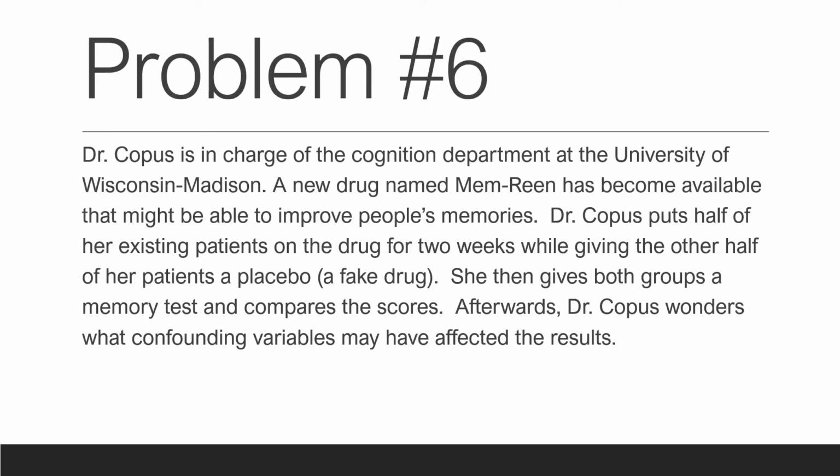Problem number 6. Dr. Kopis is in charge of the cognition department at the University of Wisconsin-Madison. A new drug named membrane has become available that might be able to improve people's memories. Dr. Kopis puts half of her existing patients on the drug for 2 weeks while giving the other half of her patients a placebo, aka a fake drug. She then gives both groups a memory test and compares the scores. Afterwards, Dr. Kopis wonders what confounding variables may have affected the results.